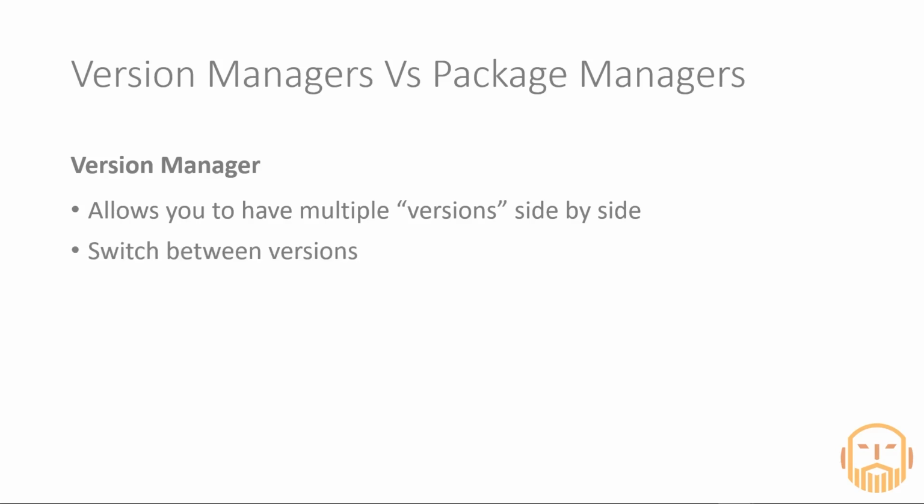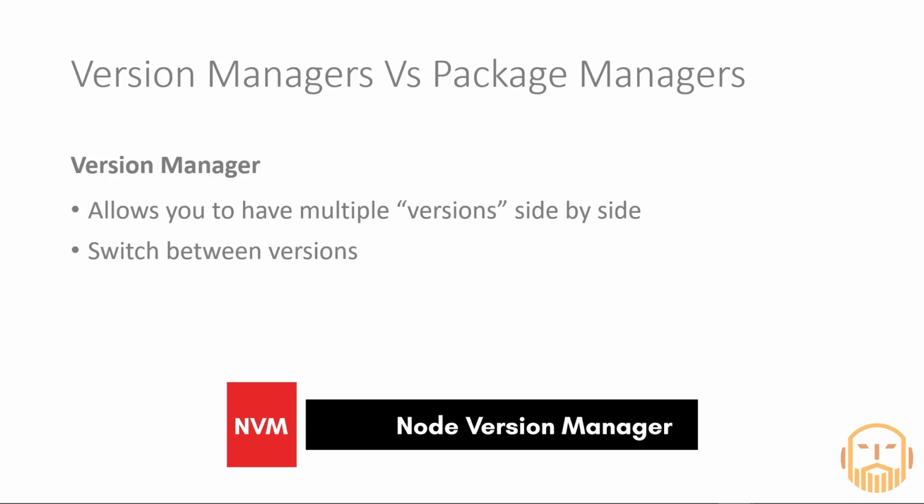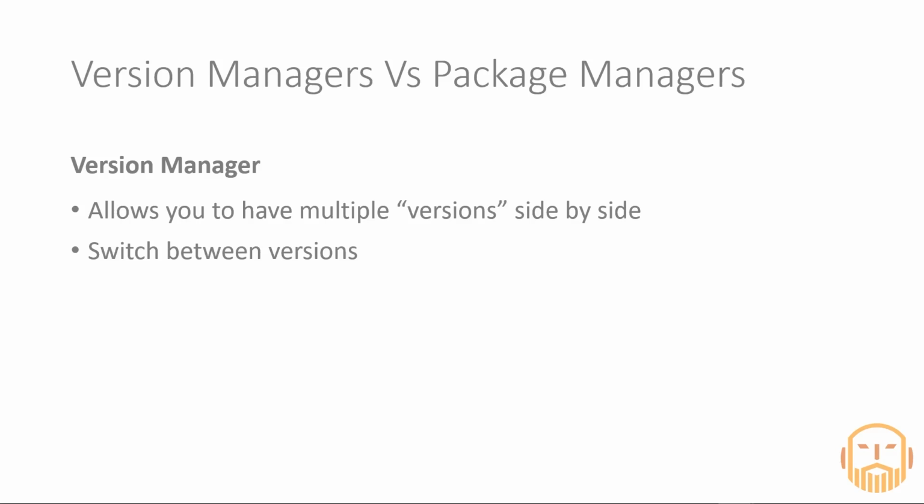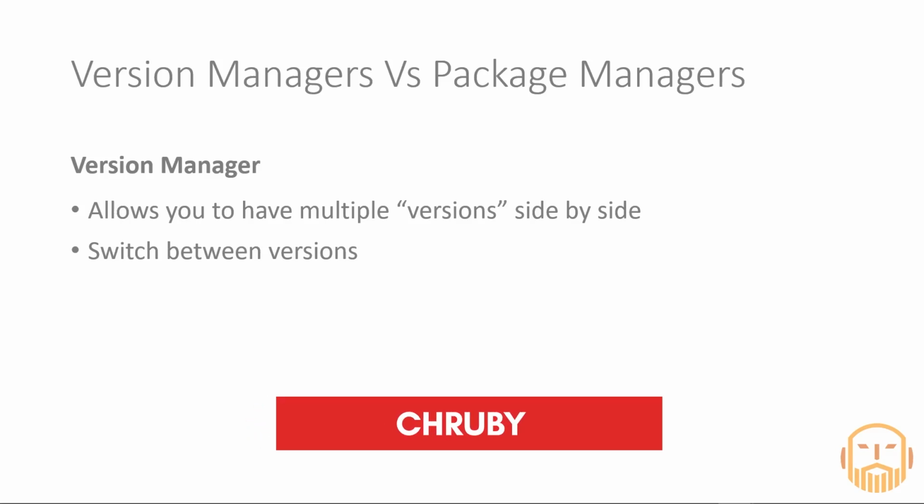So in the instance of Node, we're going to install something called NVM, Node Version Manager. The clue is in the title, and that allows us to have multiple versions of Node running side by side, and we can switch between those versions. Same goes for Ruby. We're going to use something called chruby that will allow us to switch between multiple versions of the Ruby programming language.